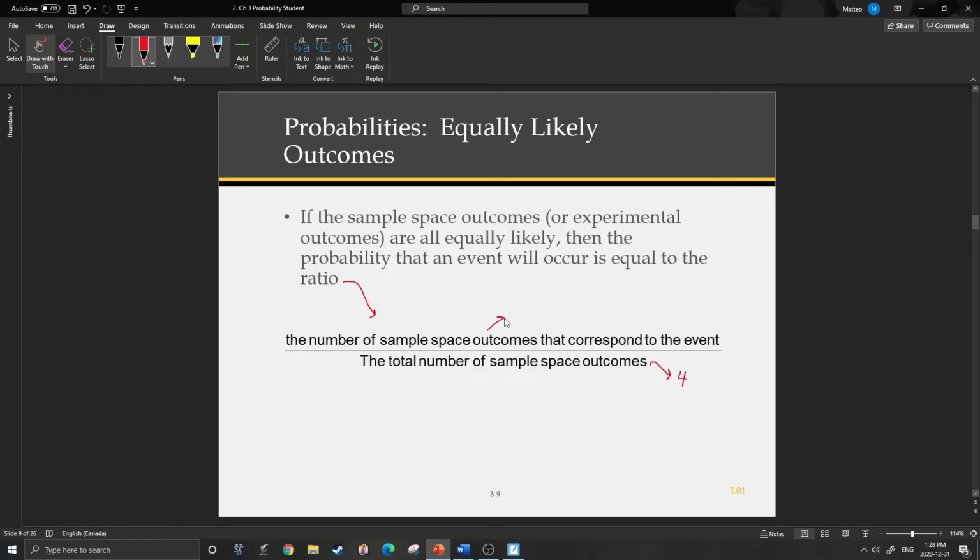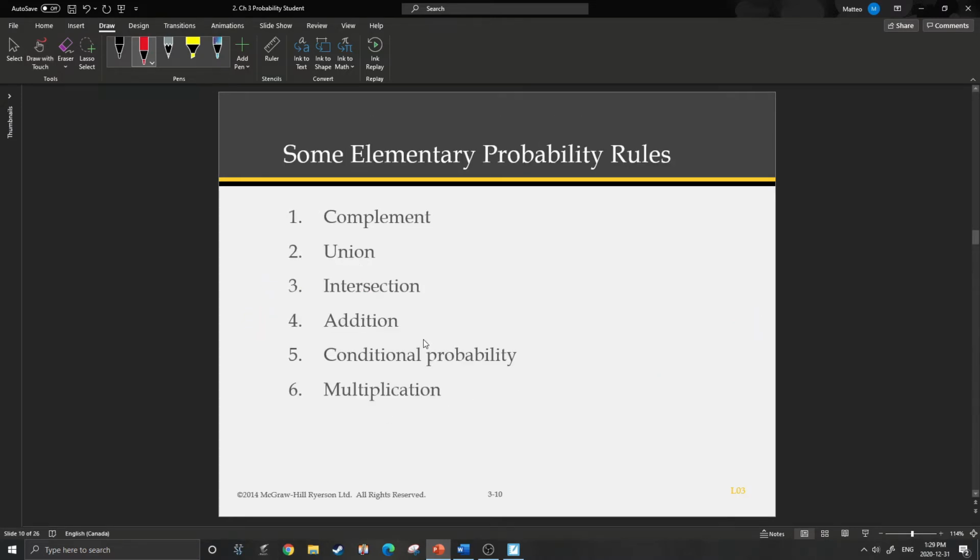And then, what the event was depended on what we were looking for, right? So if we were looking for probability of boy, well, then there was only one way that could happen. So we did 1 divided by 4 to figure out that outcome. This is a very basic sort of concept to probability, but in general, this is always the case. The number of possible outcomes that correspond to the event you're looking for divided by the total number of outcomes. That will find you the probability of most things.